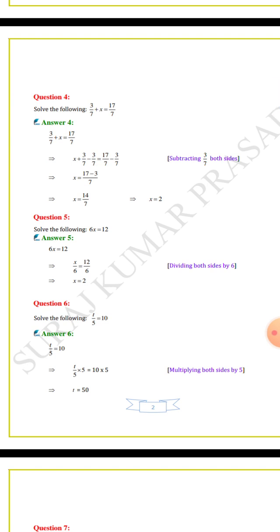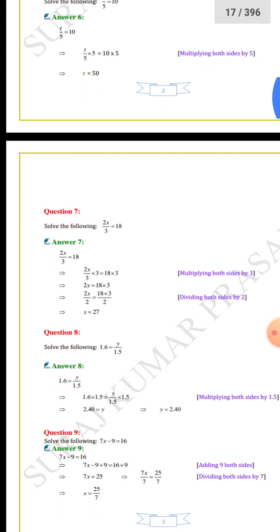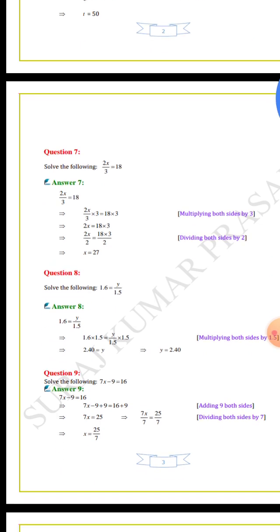Question number 6. Solve the following: t by 5 is equal to 10. Then by multiplying 5 on both the sides, we get t by 5 into 5 is equal to 10 into 5. Then t by 5 into 5, both the 5's we can cancel. Then the remaining is t. And then 10 into 5 is equal to 50. So the value of t is 50.